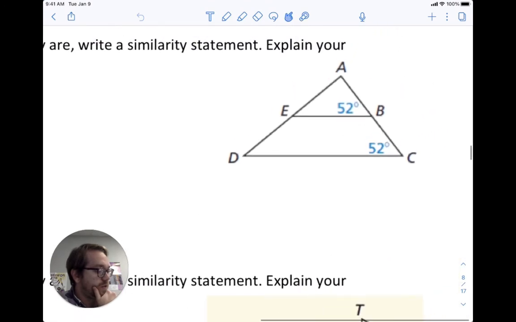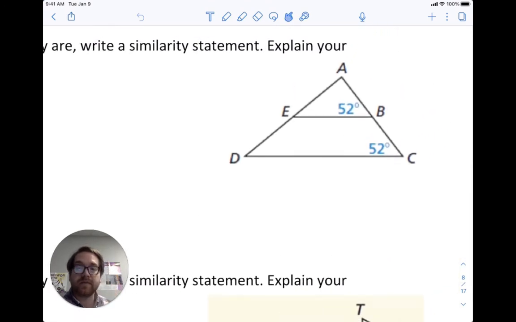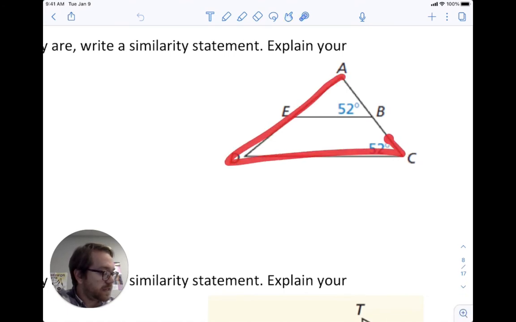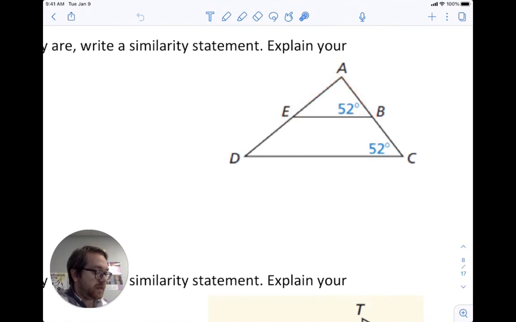So let's first look at what the figure is giving us. In this triangle, we have kind of a triangle on top of another triangle, right? It's this larger triangle, ADC, and then this smaller triangle inside of it, AEB. And we're told that angle B here, ABE, and angle C, or ACD, are both 52 degrees. So we know that those angles are congruent to each other. So if we can find one other angle that both of those triangles have that are congruent to each other, then we could show them to be similar.